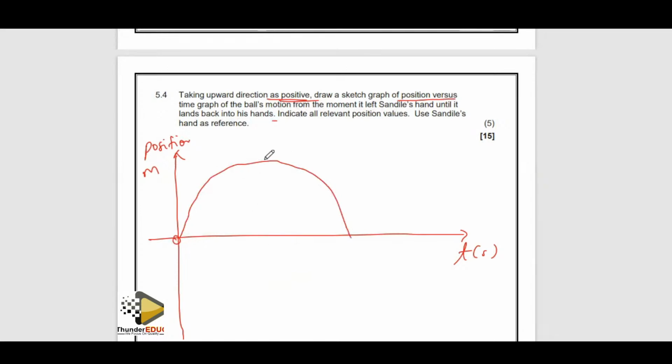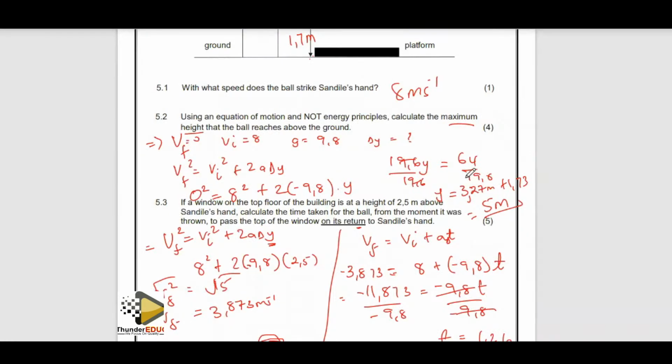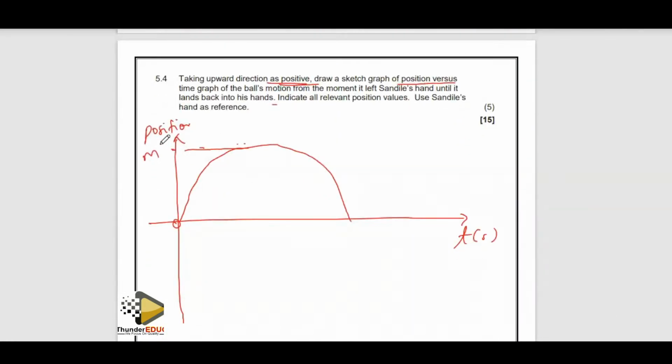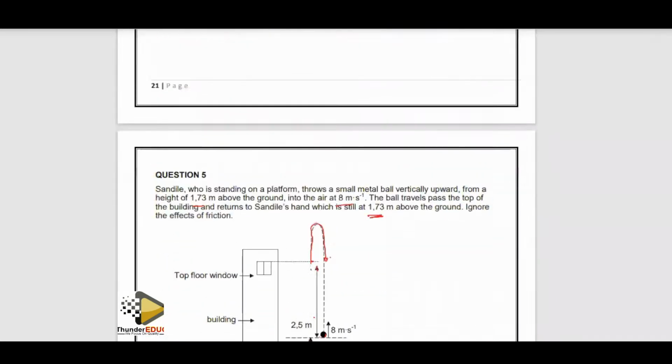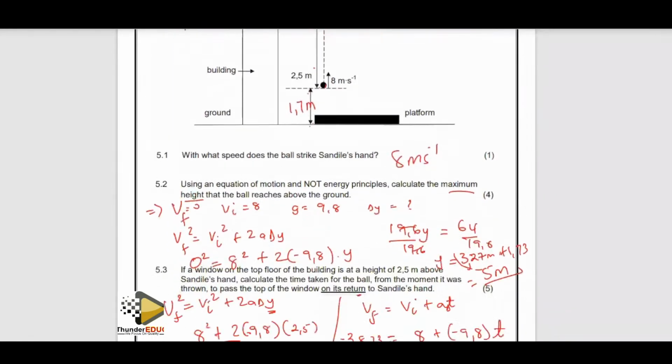So what is the maximum height, or the maximum position that we got? It was 3.27. So just indicate this. 3.27. Is there time that is needed? How long did it take? Do we know that?